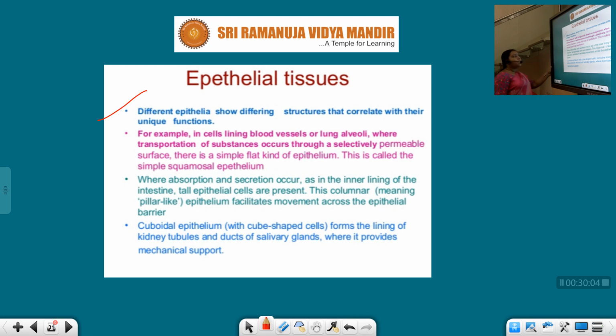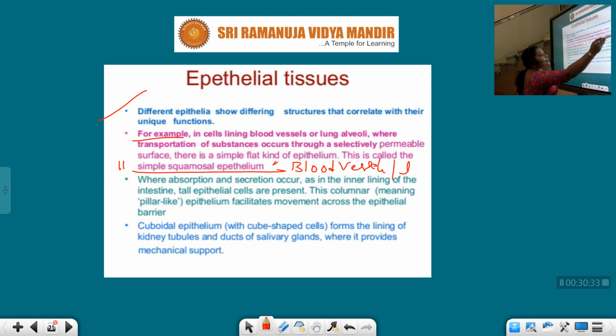Let us discuss once again about epithelial tissue. Different epithelia show different structures that correlate with their unique functions. For example, cells lining the blood vessels or lung alveoli, where transportation of substances occurs through a selectively permeable surface, form a simple flat kind of epithelium. This is called simple squamous epithelium. It is available in blood vessels and in the lung alveoli. Alveoli are the structural and functional units of the lungs, right?